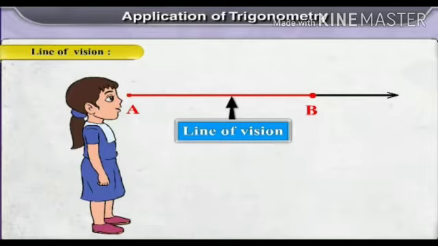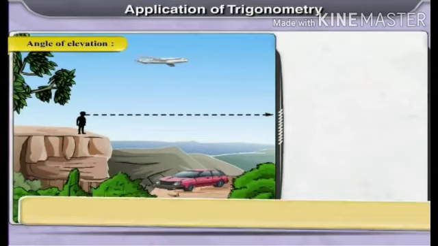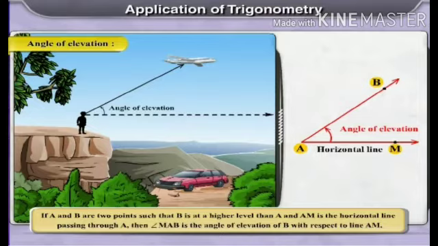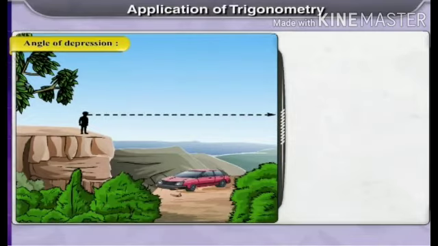The next term is angle of elevation. If A and B are 2 points such that B is at a higher level than A and AM is the horizontal line passing through A, then angle MAB is the angle of elevation of B with respect to the line AM.